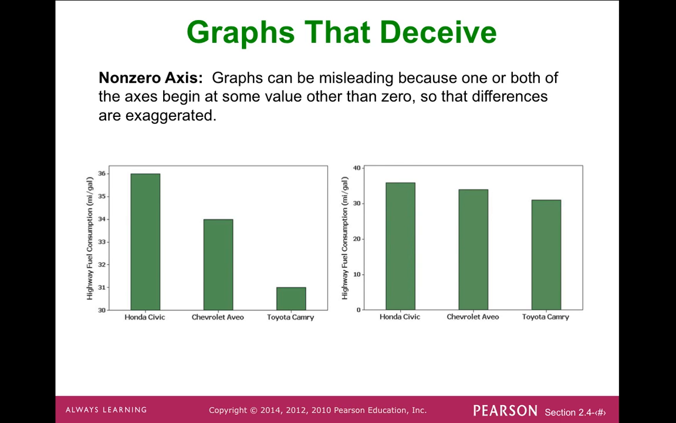So the first way that graphs can be deceptive is a non-zero axis. What I mean by that is this. We're talking about this axis right here, your vertical axis.